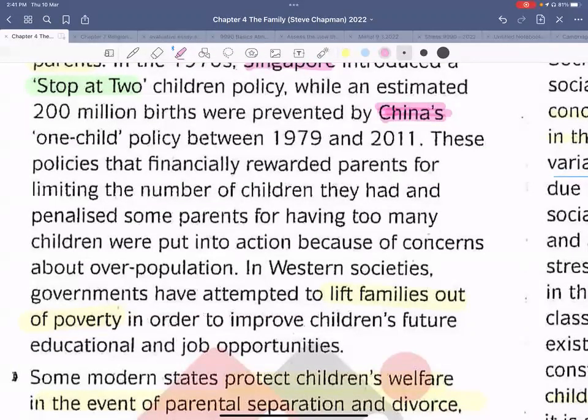All right. Now, in Western societies, governments have attempted to lift families out of poverty in order to improve children's future education and job opportunities. So all of these initiatives, again, all of these interventions are done by the government. So how can you say that the government has no role? The government has an active role.